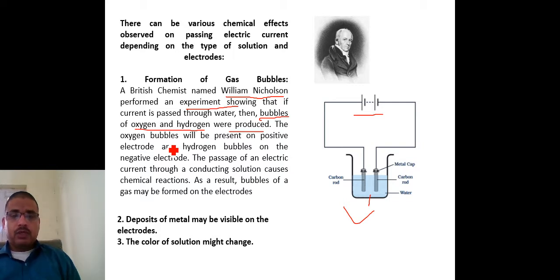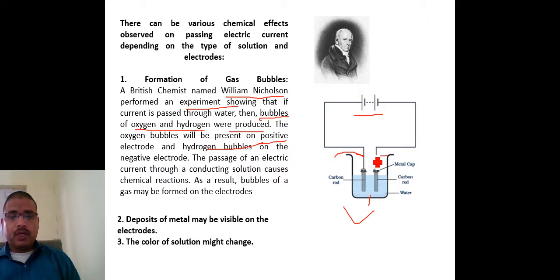Now the oxygen bubbles will be present on what we call the positive electrode. You have to remember which kind of bubbles are found on the positive electrode. The positive electrode means the electrode which is connected with the positive terminal, and the electrode which is connected with the negative terminal is called the negative electrode. We can recall these as anode and cathode.